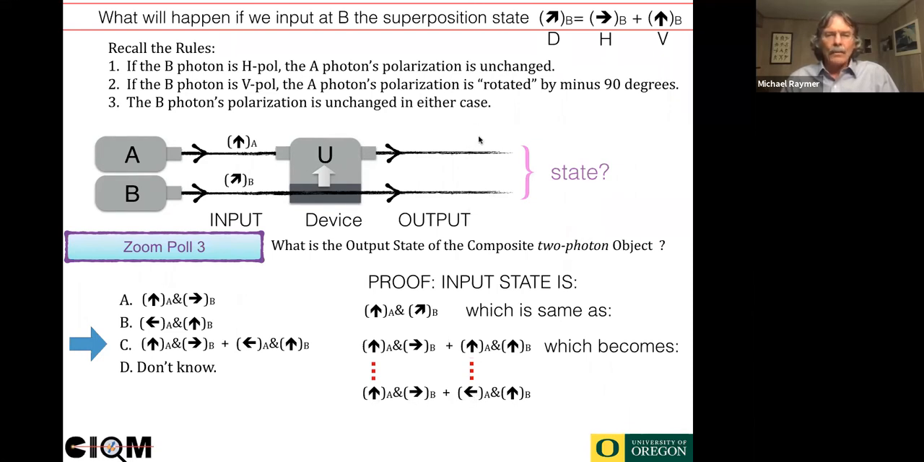So this is the final state of these two objects. And notice, I cannot write up here the state of Alice's photon and down here the state of Bob's photon. I can only write this state at the output as the composite state.